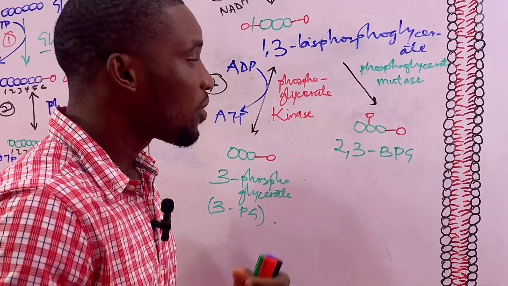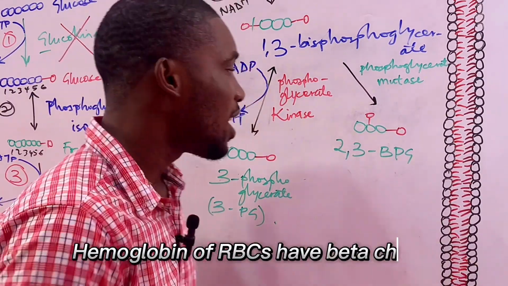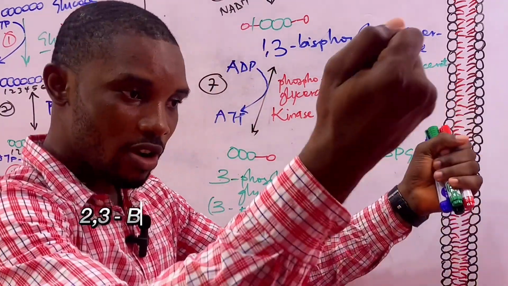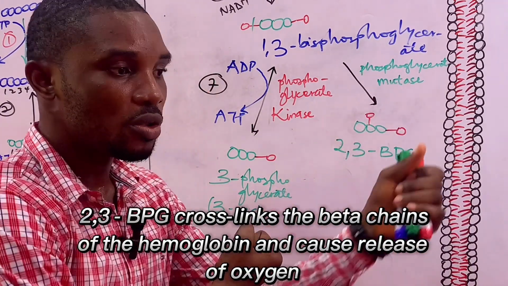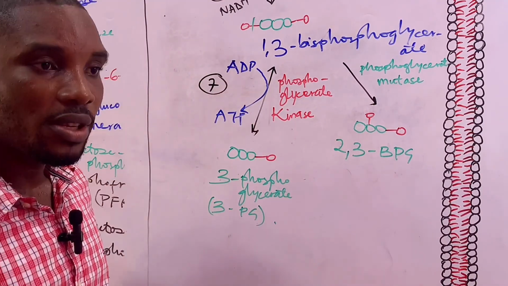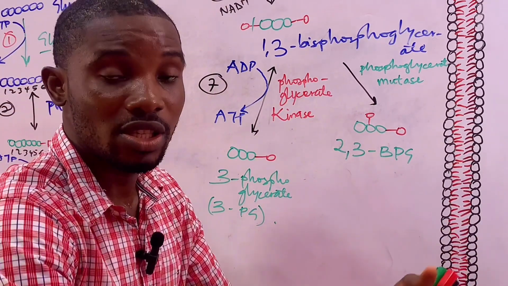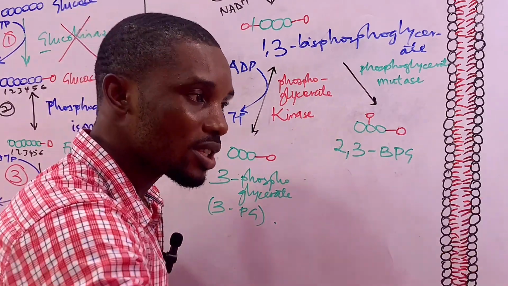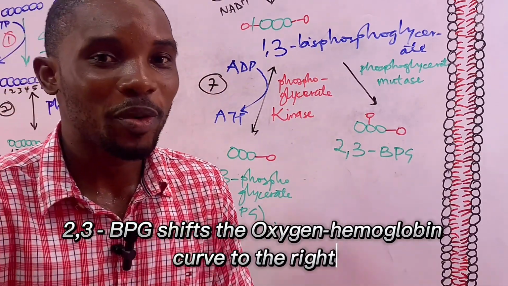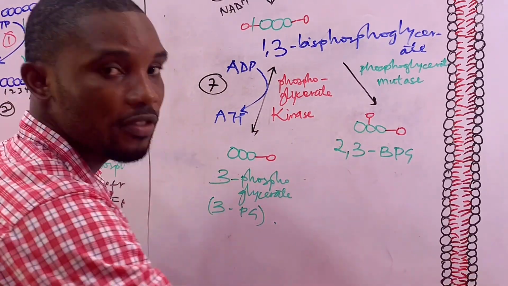Now, red blood cells have what? Beta chains, okay? Their hemoglobin have beta chains. And this 2,3-BPG is a molecule that comes to the beta chains, grabs one, grabs the other, and cross-links them, okay? Cross-linking the two chains so that there'll be release of what? Oxygen. So this happens whenever the blood cells move to a region where there is little oxygen, and then it needs to deliver more oxygen. There's a cross-linking, and then there's more delivery. So the oxygen hemoglobin curve shifts to the what? Right, so it shifts the curve to the right so that there'll be increased delivery of oxygen.